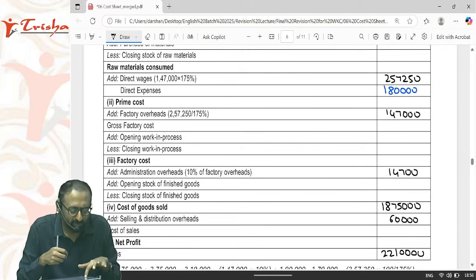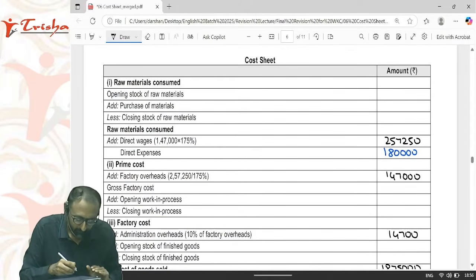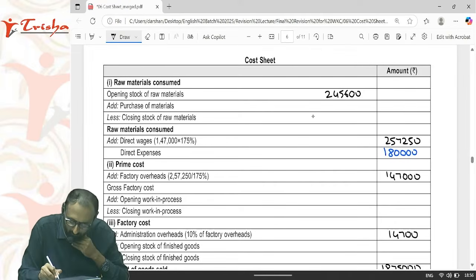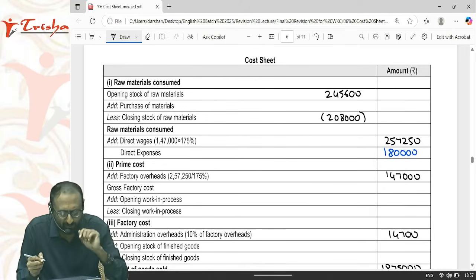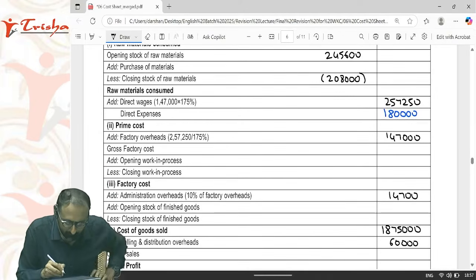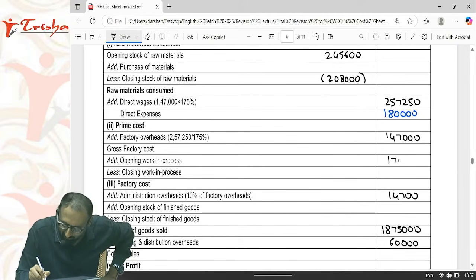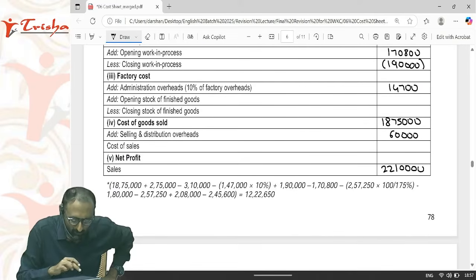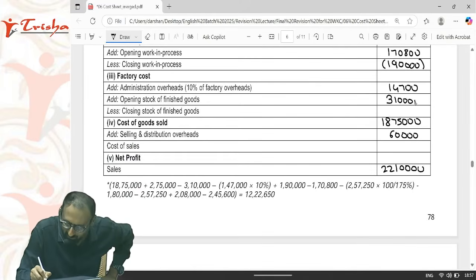Next items given in the question are opening stock and closing stock. How much is the opening stock of raw material? 2,45,600. Next one, closing stock of raw material: 2,08,000. Next one, opening stock of WIP is 1,70,000. How much is the closing stock of WIP? 1,90,000. Finished goods also have opening stock and closing stock given directly. How much is the opening stock of finished goods? 3,10,000. How much is the closing stock?